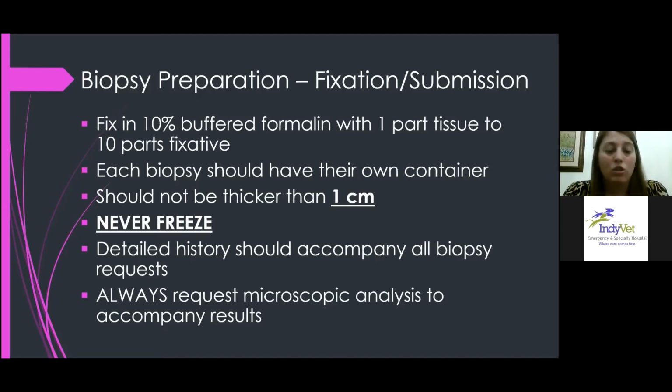A detailed history should accompany all biopsy requests. That history should include the signalment of the patient, history, when they first noticed the mass, any reoccurrences if applicable, the rate of growth, where it was located, etc. And always request a microscopic analysis of your biopsies. If this is something that needs to go to an oncologist for further treatment, that microscopic analysis can help guide further treatment after getting that biopsy or surgery.